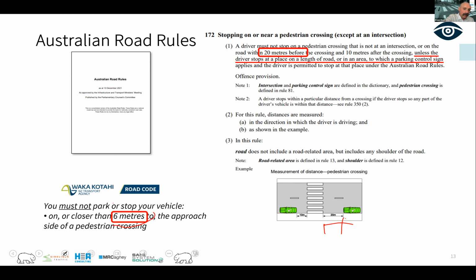New Zealand talks about a 6-meter one. Now, the important thing here is that I see a lot of local governments simply using this as their sightline triangle. They don't work out a sightline triangle. They don't think about it. They just go 20 meters back and we're good.